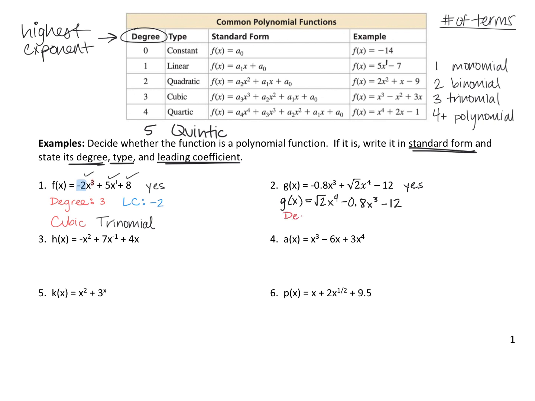My degree here is the highest exponent, so 4. My leading coefficient is the number with the first term, so root 2. And we're going to go ahead and name it. My degree is 4, so it is quartic. I have 1, 2, 3 terms on this one as well, so it's also a trinomial.